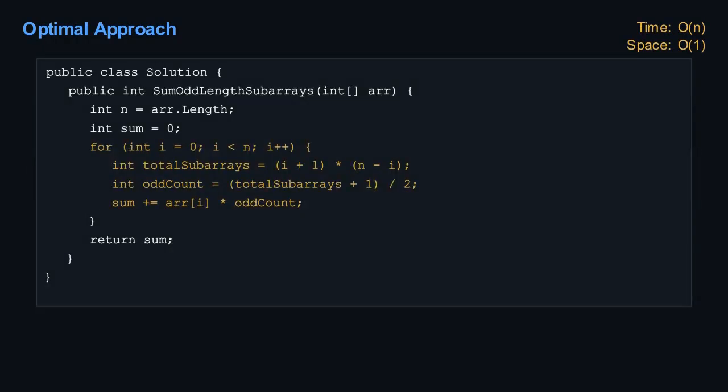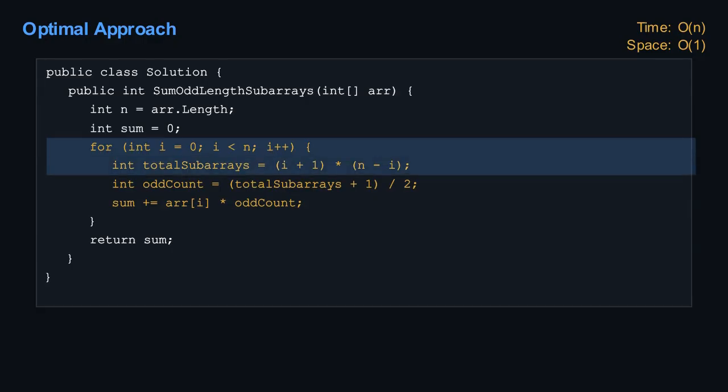The key insight for an optimal solution is to count how many times each individual element appears in an odd-length subarray. Instead of summing subarrays, we sum each element multiplied by its count. For any element at index i, it can be the start of i plus 1 possible subarrays, and the end of n minus i possible subarrays. Multiplying these gives the total number of subarrays containing that element.